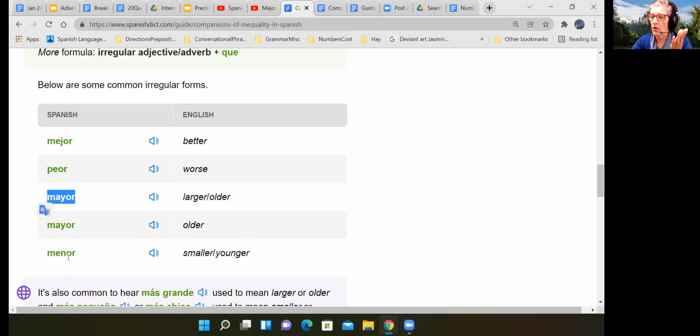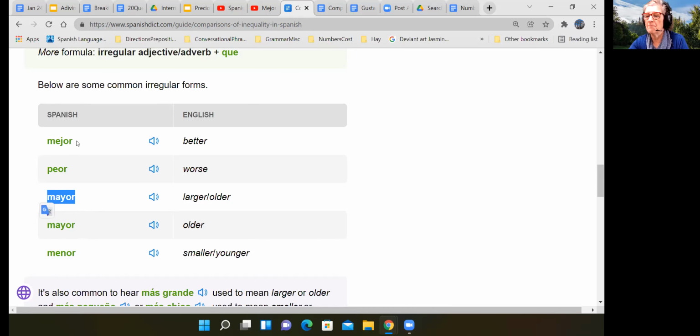So mayor means older in age for human beings. Not if you're talking about your car, not about things so much. Menor que, younger than. Mi hija es menor que mi hijo. My daughter is younger than my son. So when we talk about people being older or younger, like in your family, we use the words menor, younger, which looks like the word minor, under age. That helps you. And mayor, older. Okay.